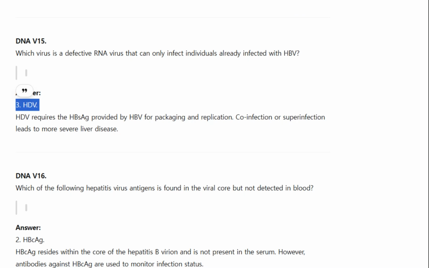DNA V16. Which of the following hepatitis virus antigens is found in the viral core but not detected in blood? Answer 2. HBcAg. It resides within the core of the hepatitis B virus and is not present in the serum. However, antibodies against it are used to monitor infection status.